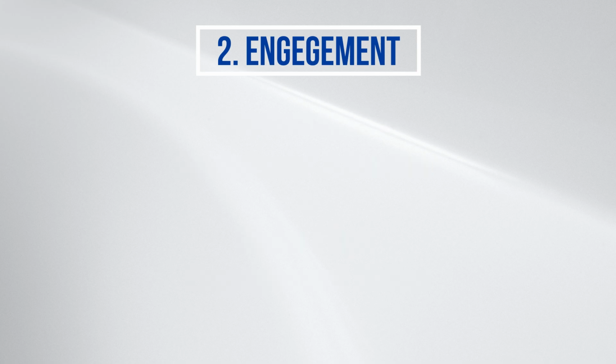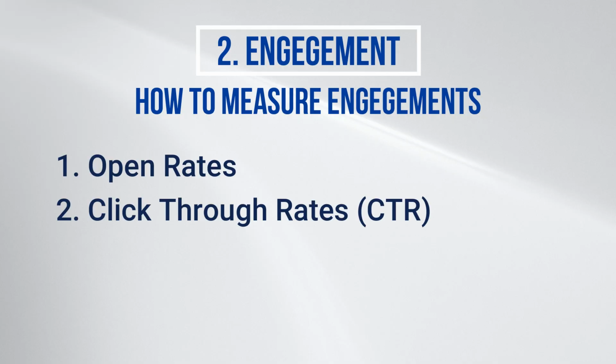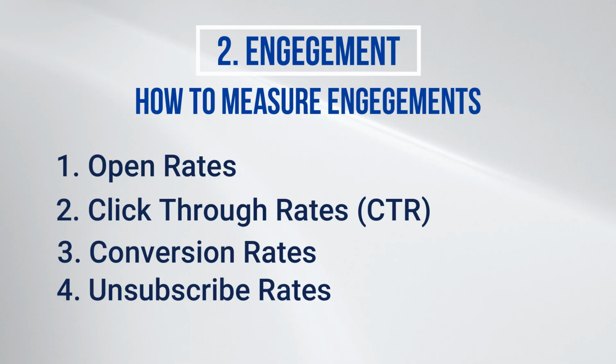Email marketers can measure engagement using various metrics such as open rates, click-through rates, conversion rates, and unsubscribe rates. By tracking and analyzing these metrics, email marketers can optimize their campaigns to improve engagement and drive better results.